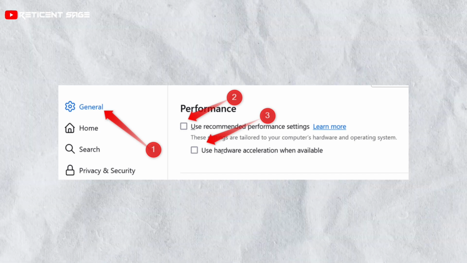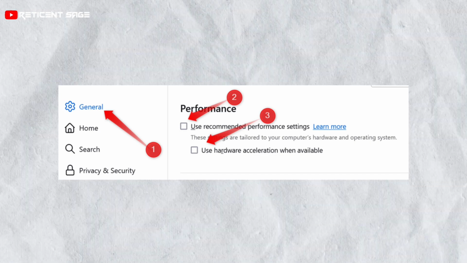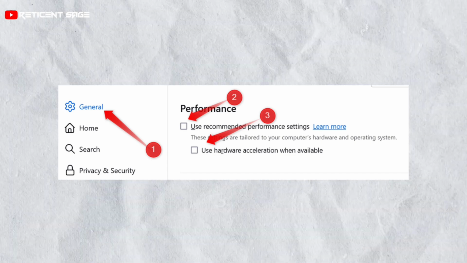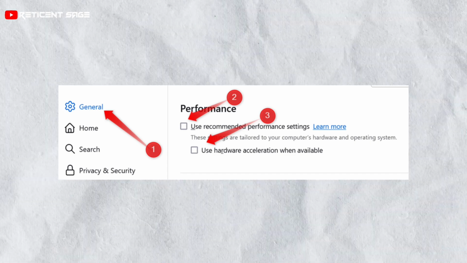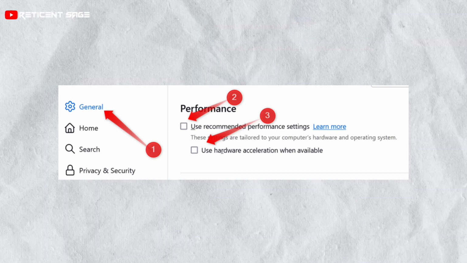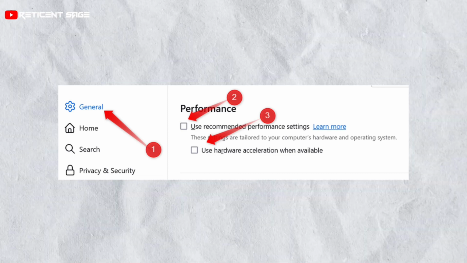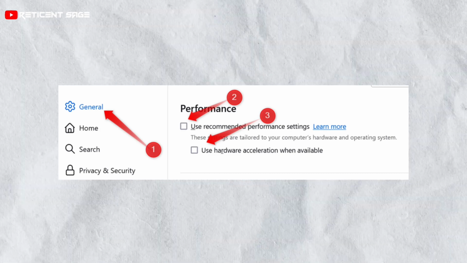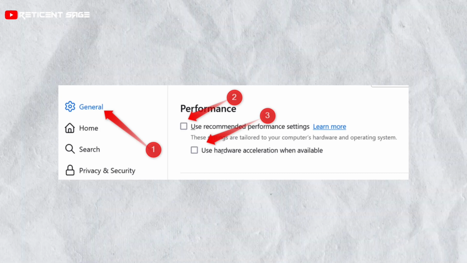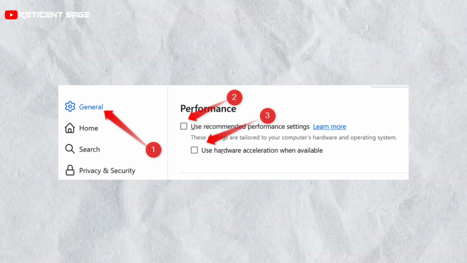1. Click the three horizontal lines in the top right corner and select Settings. 2. Go to the General tab in the left sidebar. 3. Scroll down to the Performance section. 4. Uncheck the box next to Use recommended performance settings. 5. Then, uncheck the box next to Use hardware acceleration when available.